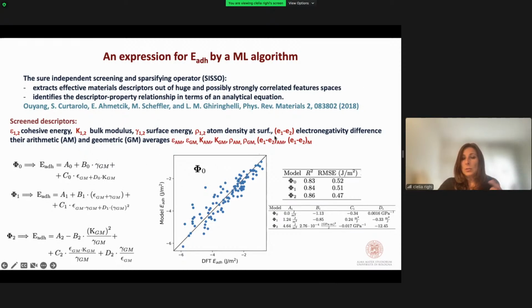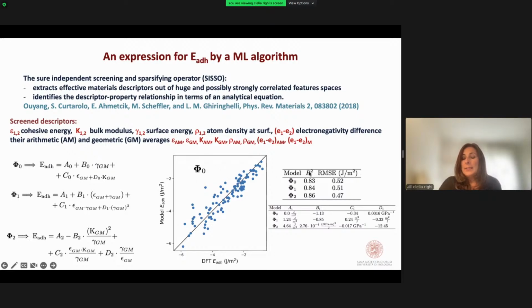Indeed, what we found, including the other descriptors, was very similar to what we found just considering these 3. Because it is already embedded in, for example, the difference between the surface energy and the cohesive energy, the information on the atomic densities and the geometry, and also in the bulk modulus, the possibility of the two surfaces to adapt to each other. And the algorithm proposed different analytical expressions of increasing complexity that we call phi0, phi1, phi2.